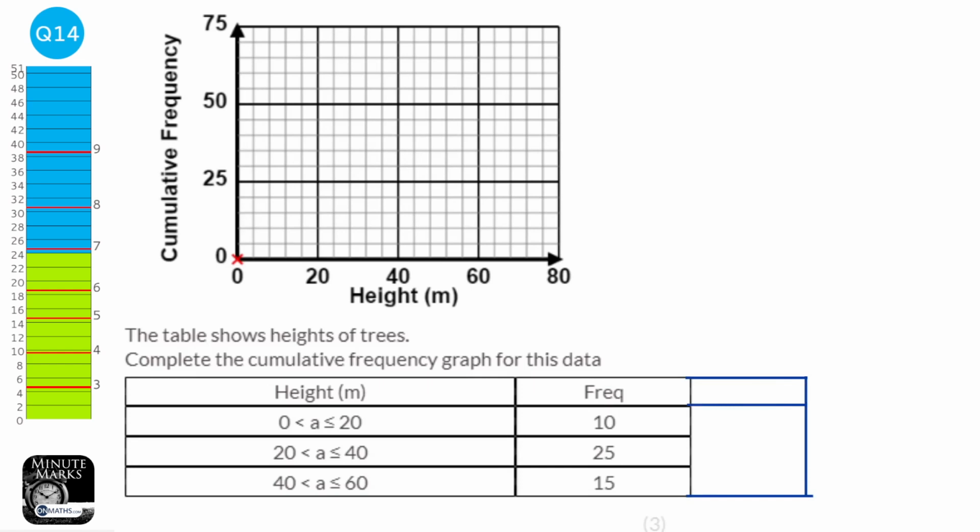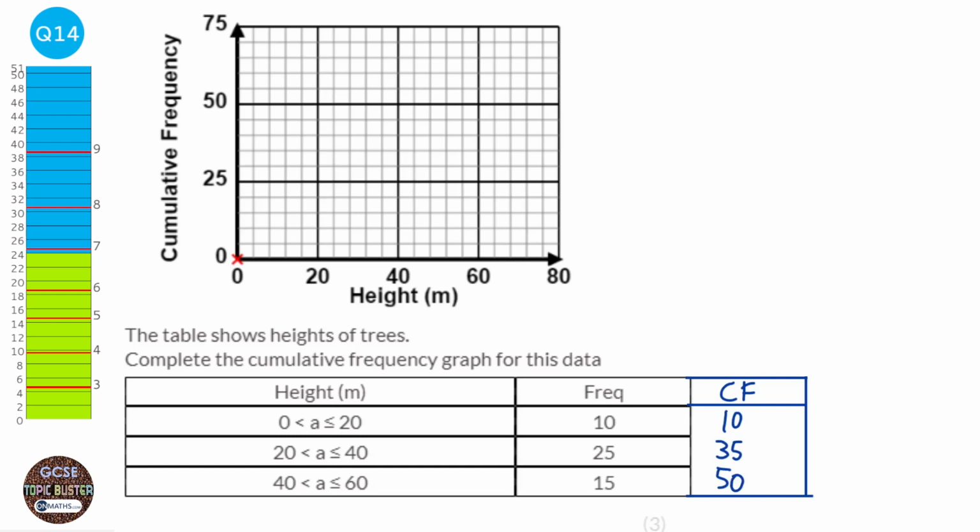And cumulative frequency is just a running total. So we always start off with the first value, which is 10. Then we add the next value, so 10 plus 25 is 35. Then we add the next value, so that's going to be 50. Now, the cumulative frequency is the total amount so far.